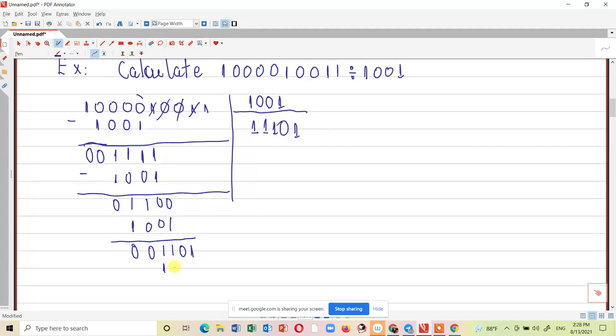This is 1, 0, 0, and 1. So I subtract this one: 0, 0. This one is 1, and this one is 0. And now the last one, I drop this one. So 1, 0, 0, I put this 1. So it is equal to 0. So the result of our division is 1, 1, 1, 0, 1, 1. This is our division. Is everyone clear in here?